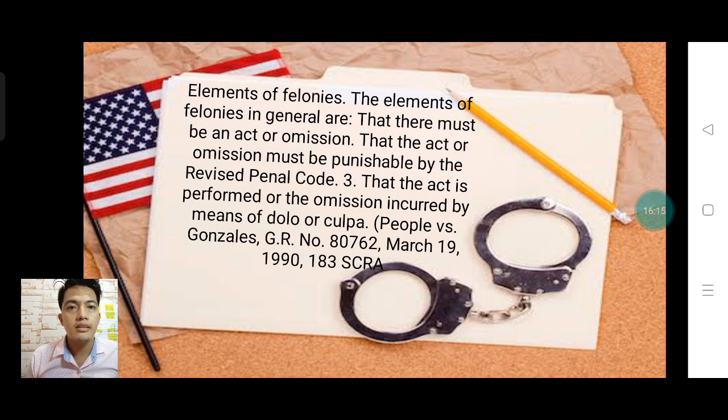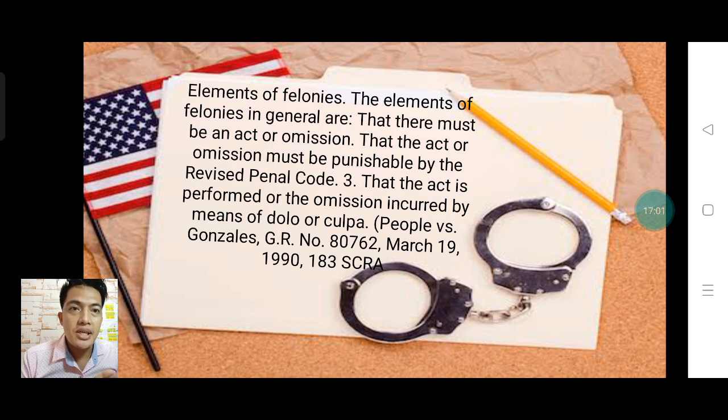That is why I go back to our legal maxim, nullum crimen, nulla poena sine lege. There is no crime when there is no law punishing it. So, clear. Now, another requisite is that the act is performed or the omission incurred by means of dolo or culpa. As defined earlier, for a felony to be committed, there must be dolo or culpa. Dolo means deceit, meaning there was a malicious act. If there is a malicious act, of course, one may be held liable for felonies, provided that the act or omission is punishable by the Revised Penal Code.